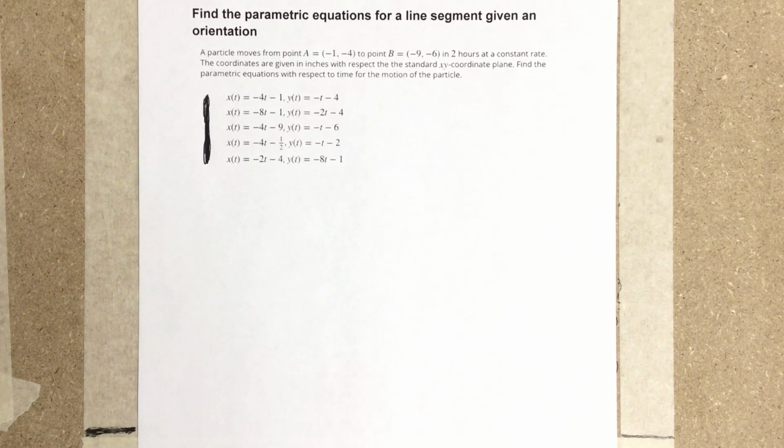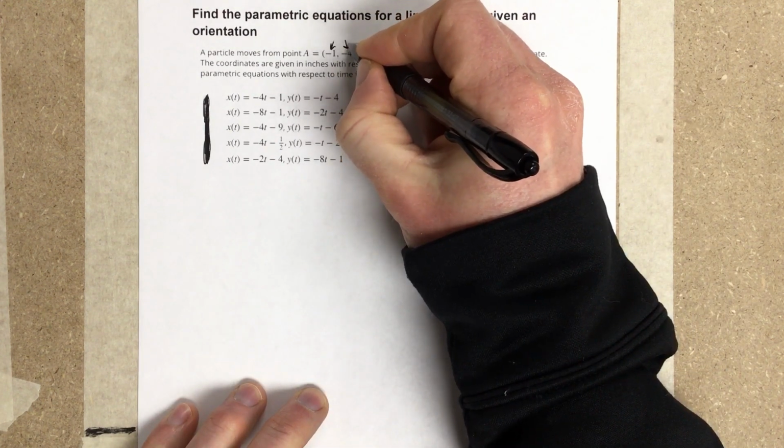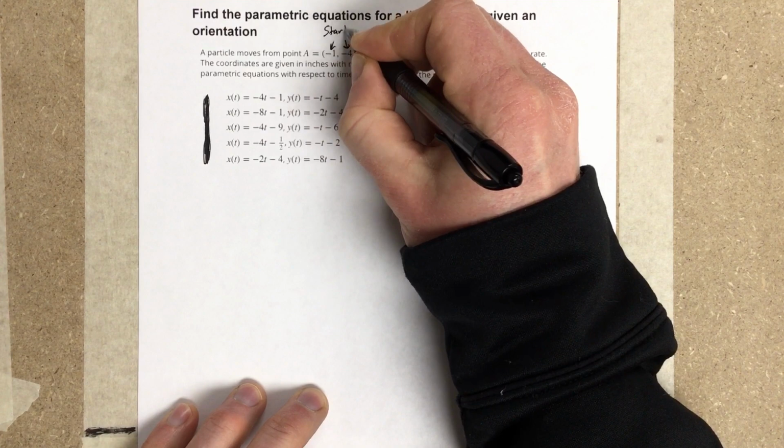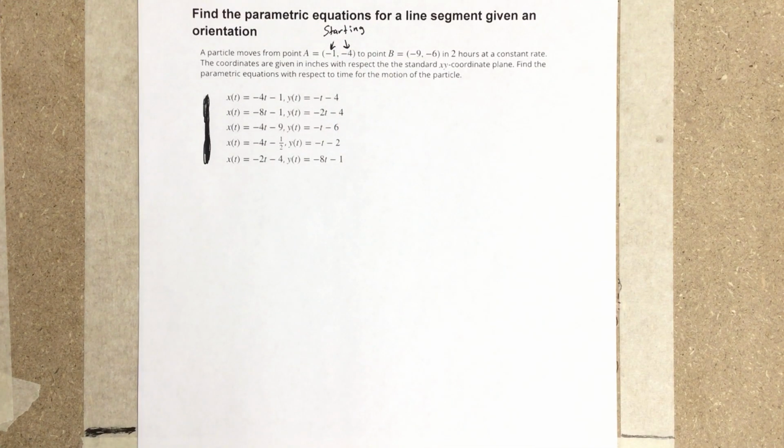In this video, we're going to find the parametric equations for a line segment given an orientation. It says a particle moves from point A (-1, -4). So these are our starting points. To point B (-9, -6) in 2 hours at a constant rate.